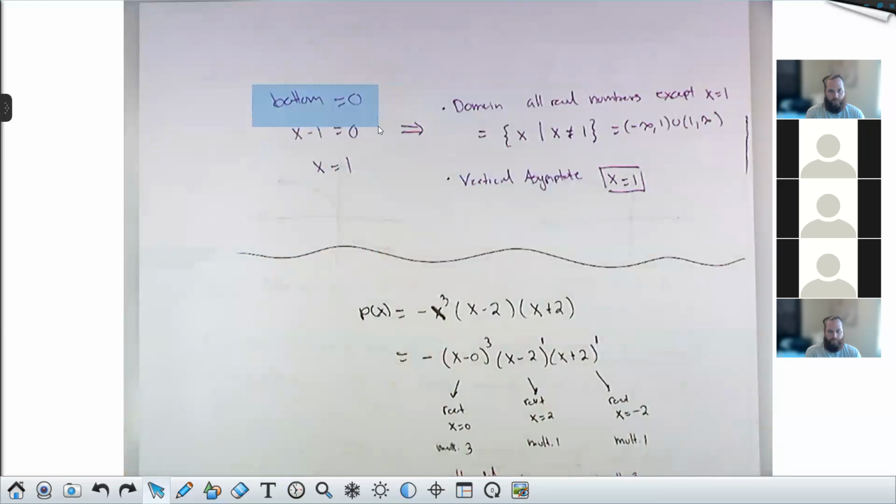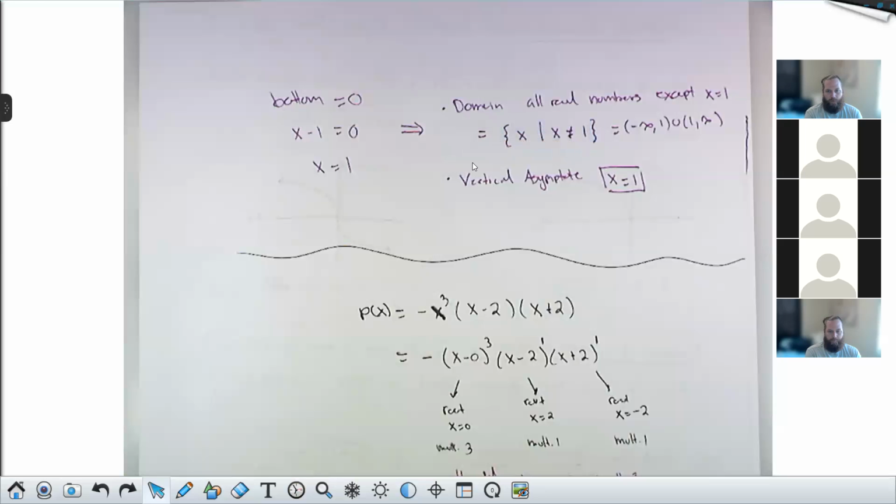Since this fraction will be undefined when its bottom is 0, and its bottom is 0 when x is equal to 1, we know that our function is undefined when x is equal to 1. And that means that our domain is all real numbers except x equals 1. There are two acceptable ways to write that. You can write that in interval notation as negative infinity to 1, union with 1 to infinity, where all the things are parentheses. Or, and I think the nice thing here is for rational functions, it's very nice to write the domain in set builder notation. So this is the set of all numbers x such that x is not equal to 1. So I think this is probably how I would write the domain.